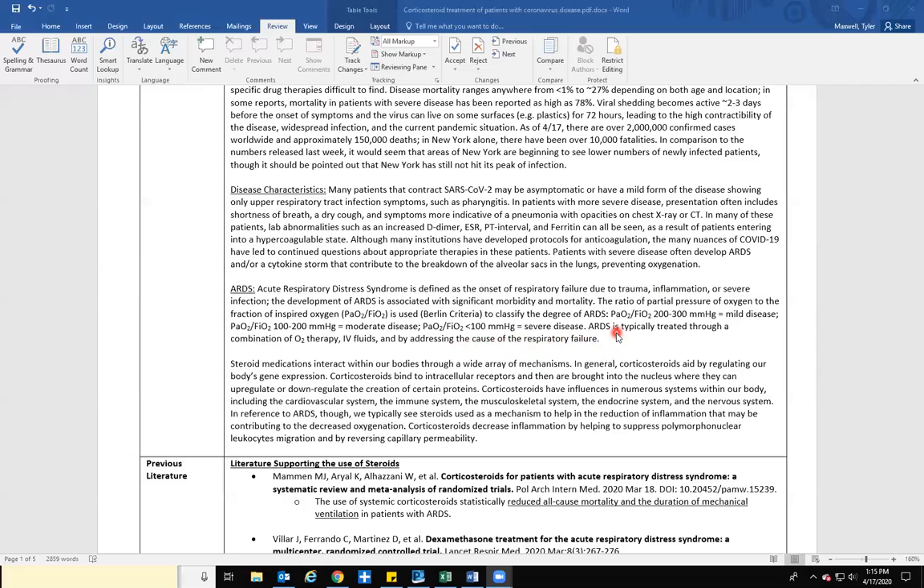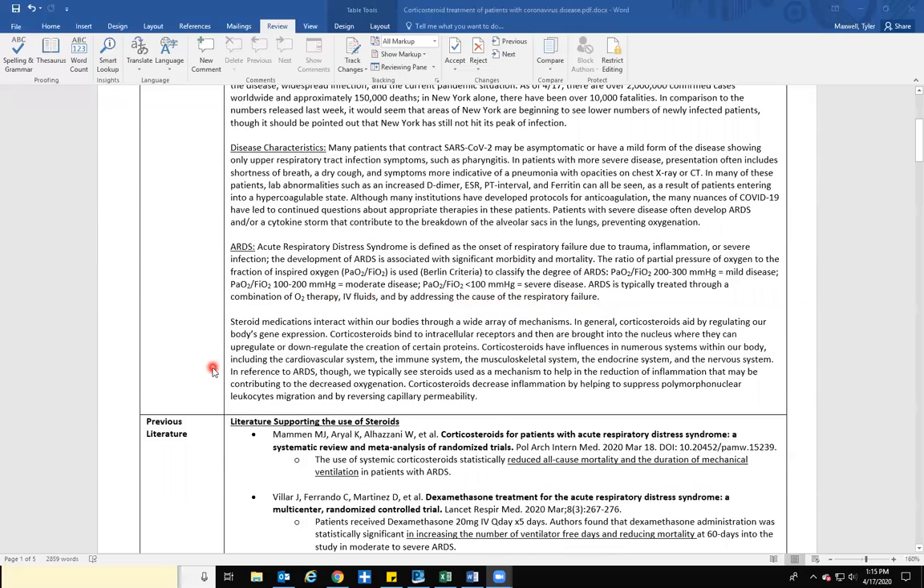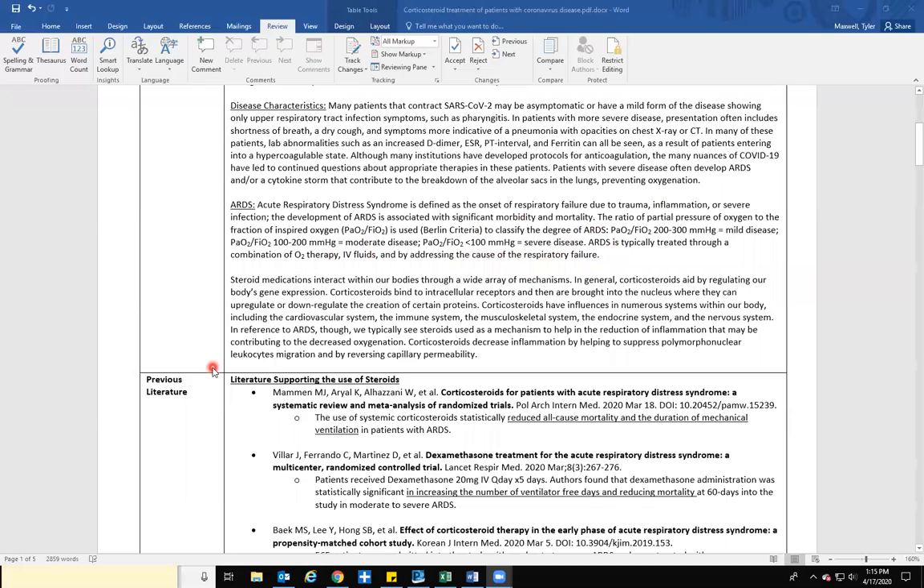ARDS typically is going to be treated through a combination of oxygen therapy, IV fluids, and then addressing the main cause of why the patient is in respiratory failure. So steroid medications are going to interact in a wide variety of ways in our body.